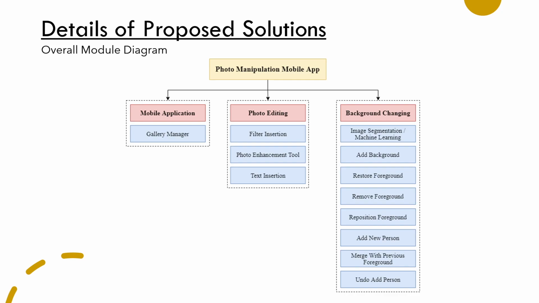And the last module is the background changing module. The first submodule is image segmentation and machine learning, and this submodule will handle the background erase feature. To remove this background, we have to make sure that the photo that we insert has a human figure, because the machine learning that we build is to detect the human.